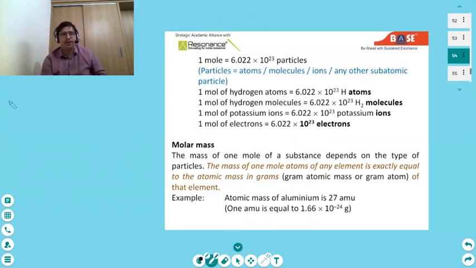But the name was not given by Avogadro. The name Avogadro number was given by another physicist. His name was John Perrin.